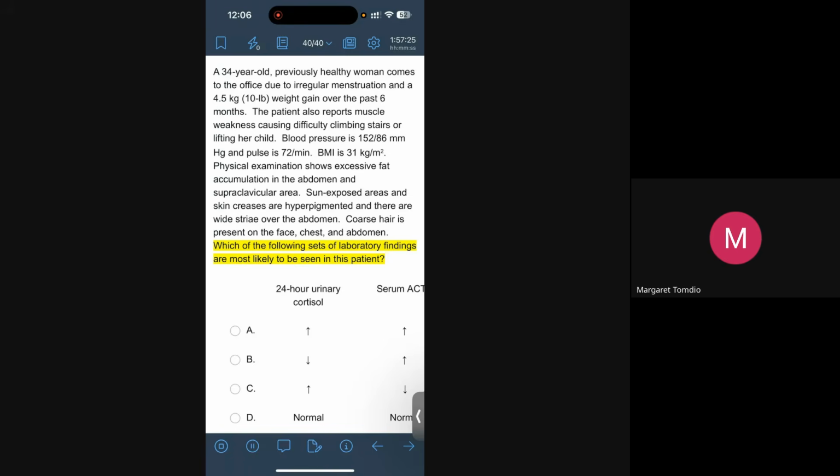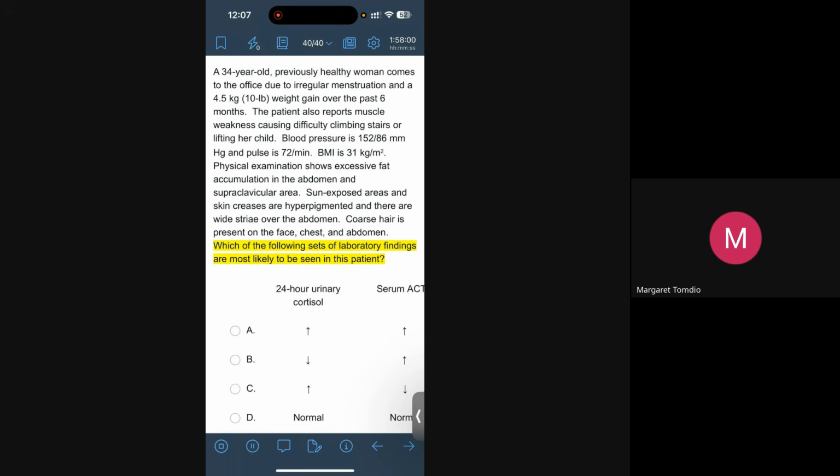A 34-year-old, previously healthy woman has irregular menstruation and 4.5 kg weight gain. She has muscle weakness when climbing stairs, which involves the hip joints, or lifting her child, which involves the shoulder joint. That means proximal muscle weakness, which is much more related to increased steroid levels.